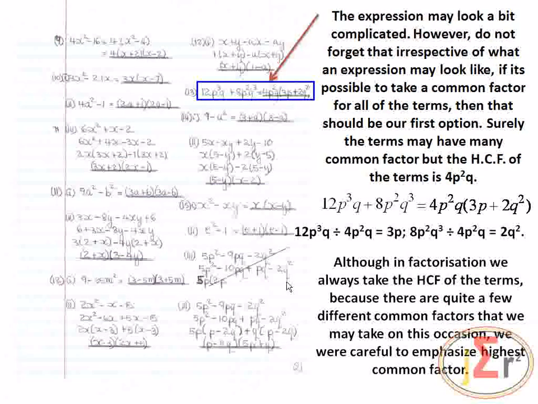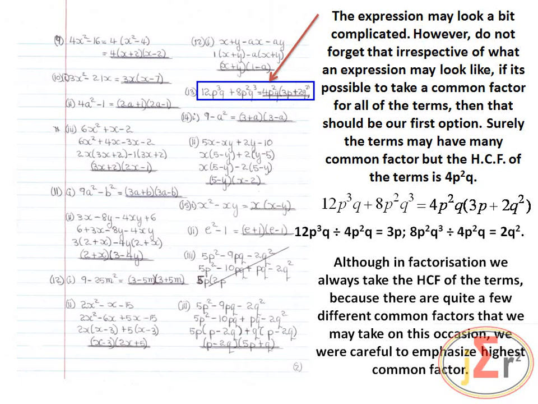Although in factorization we always take the highest common factor of the terms, because there are quite a few different common factors that we may take on this occasion, we were careful to emphasize highest common factor. We are emphasizing it because although we take it for granted that we always take the highest common factor, this one is a bit flexible, having quite a few possible factors. So we are emphasizing the highest common factor.